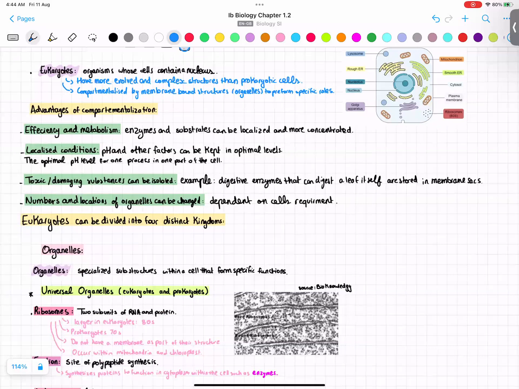Firstly, it makes the cell more efficient. Basically, the enzymes and the substrates can be localized and more concentrated. If you don't know what enzymes are, enzymes are proteins, and what they do is make everything faster. Basically, they catalyze reactions. Enzymes are really important because humans cannot live without enzymes, because they help us with digestion and other processes. Again, we're going to learn about enzymes in chapter 2.4. So just know that they catalyze reactions for now.